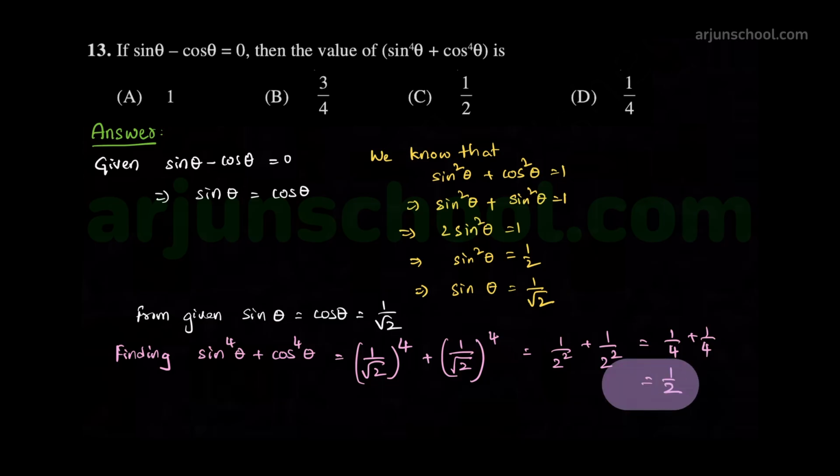From the given options, option C 1 by 2 is the right answer. Therefore, if sin theta minus cos theta is equal to 0, then the value of sin power 4 theta plus cos power 4 theta is option C 1 by 2.